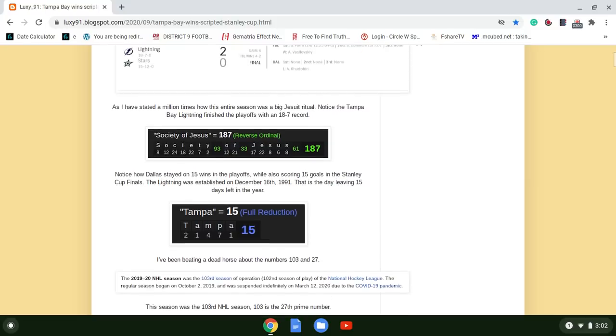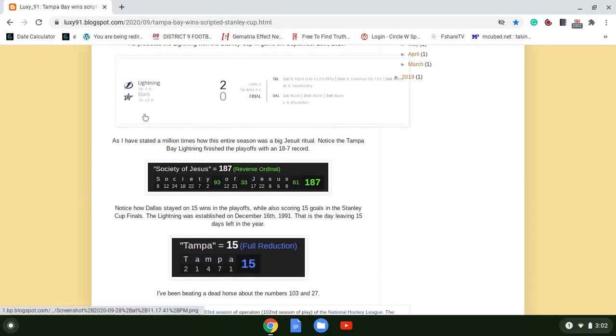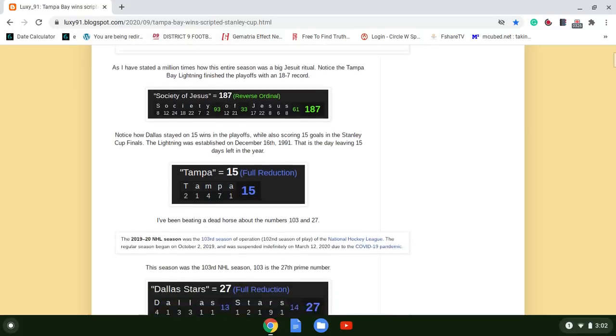So I want you to see how the Stars finished the playoffs this year with 15 playoff wins. And notice how Tampa sums to 15. The Lightning were established December 16th, 1991, the day leaving 15 days left in the year. The Stars scored 15 goals in this year's Stanley Cup final.